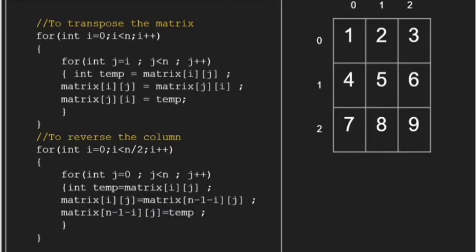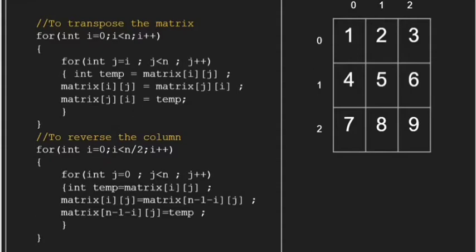Similarly, the program has two parts: to transpose the matrix and to reverse the column. For the first part we have for int i equals 0, i less than n, i plus plus, which is for the rows, and for int j equals i, j less than n, j plus plus, and we swap the ij element with the ji element. Now how do we do that?